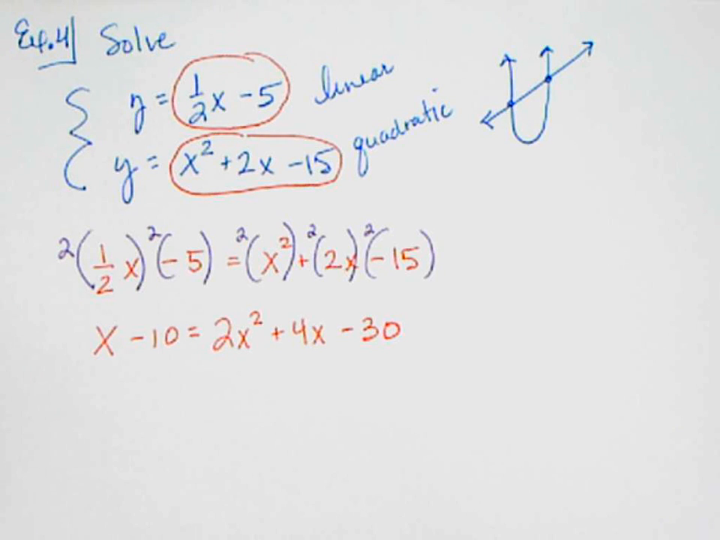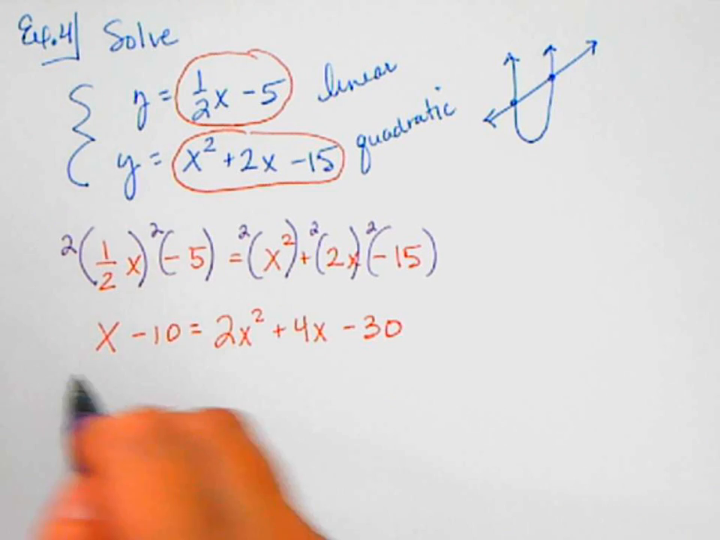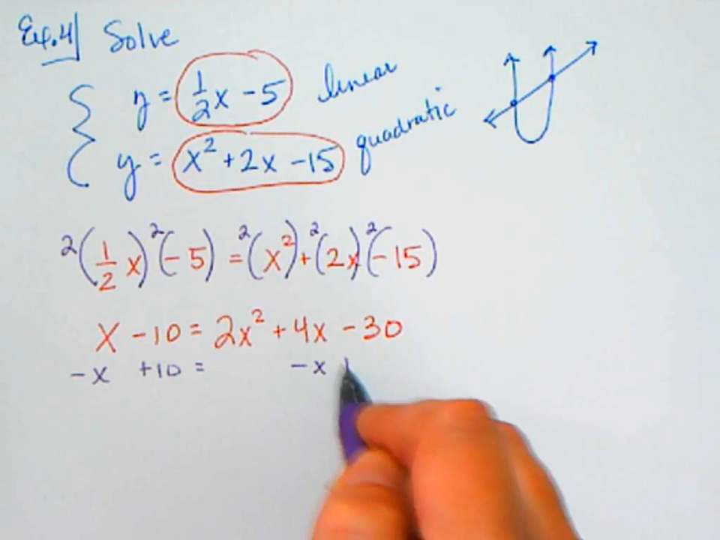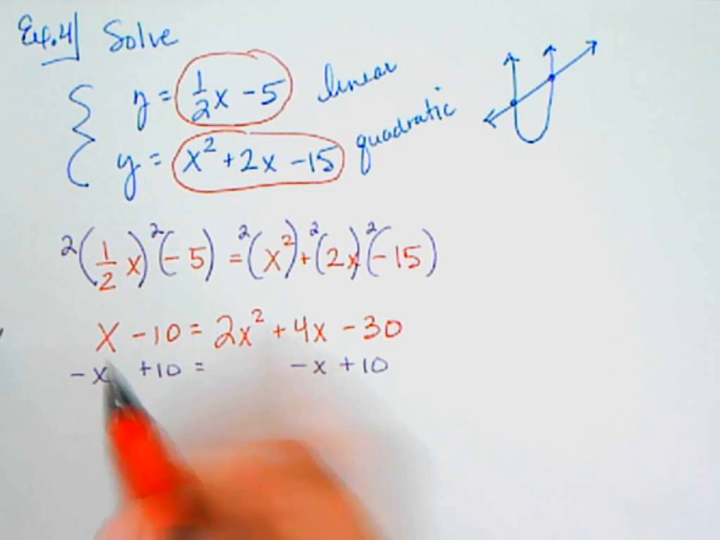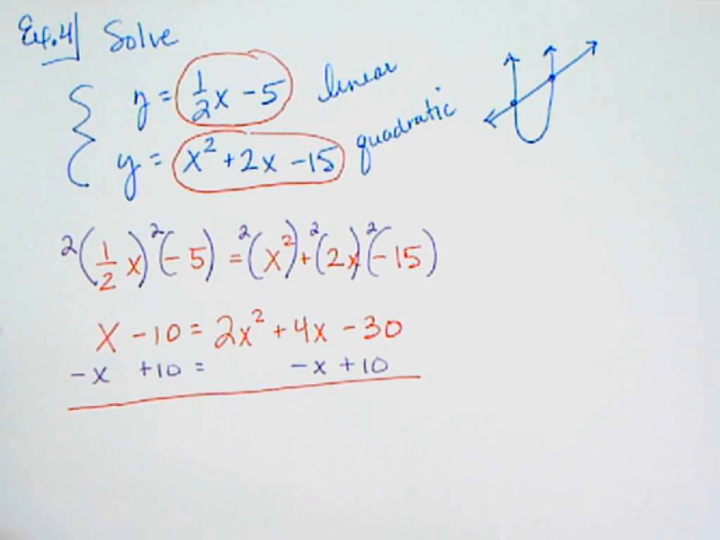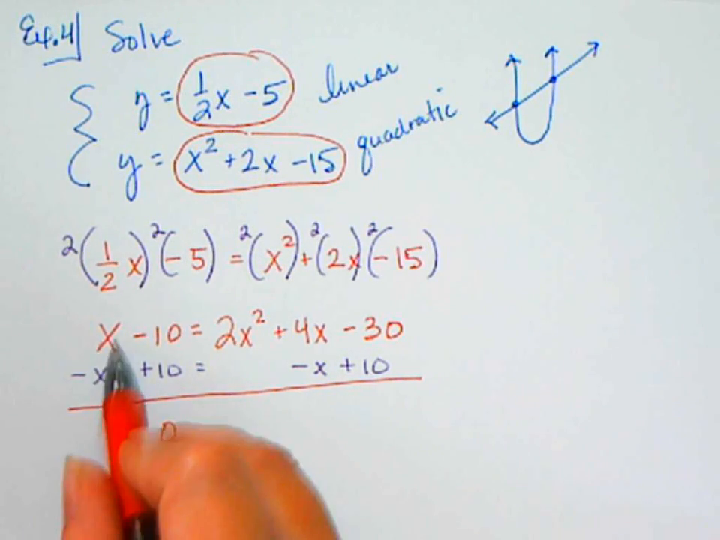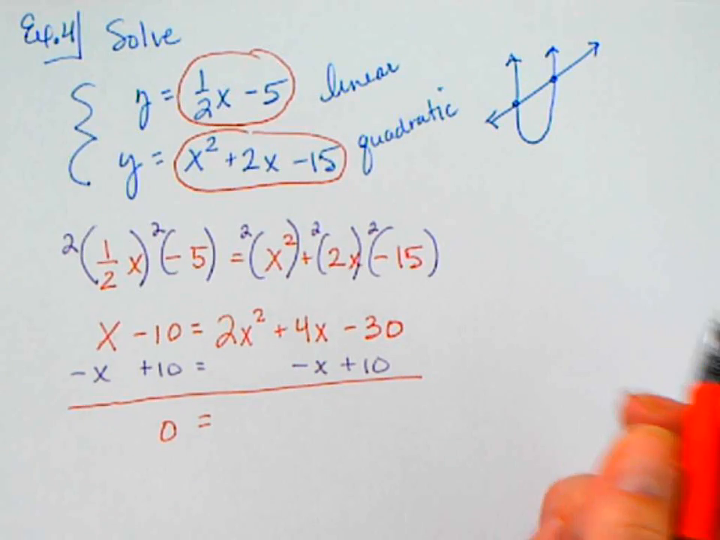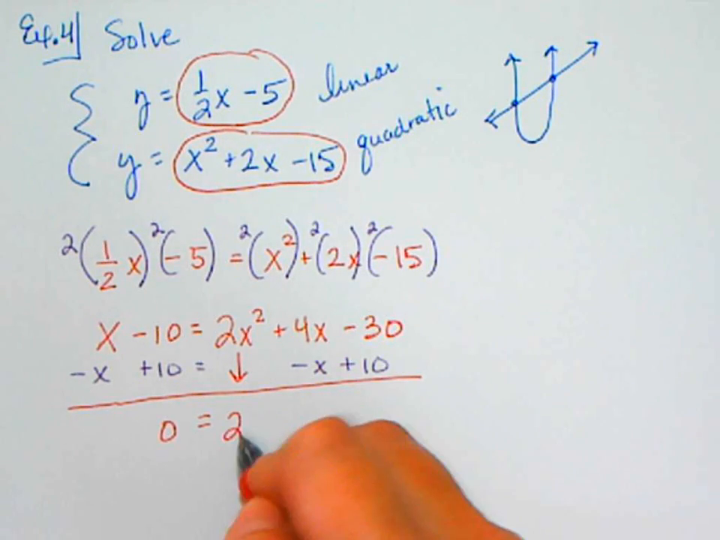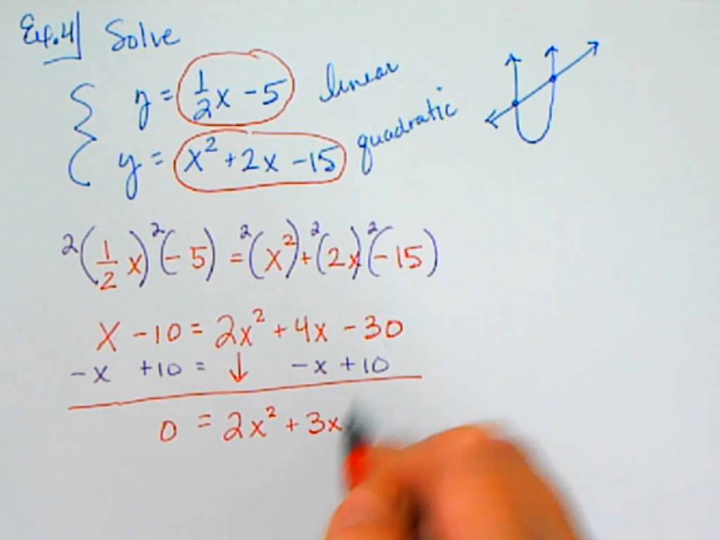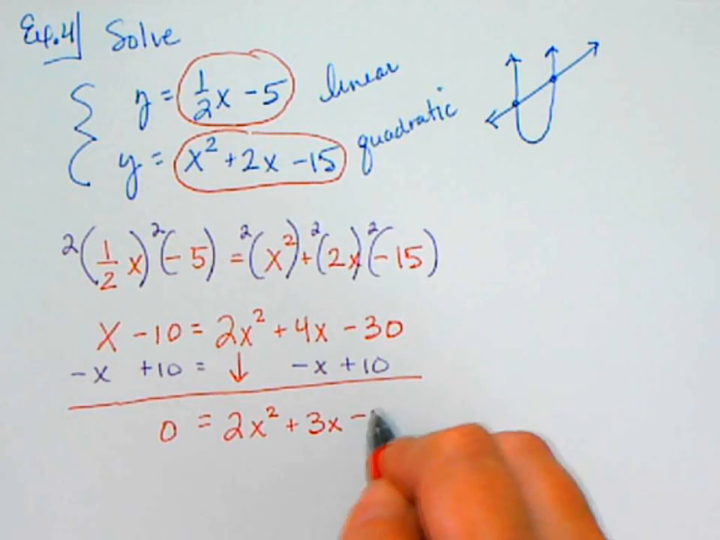So now I'll get it set equal to 0. I'll move that x over. And I'll move that 10 over to the right side. What's x minus x? 0. It's negative 10 plus 10. x minus that 4x? No, over here. So equals 2x squared. There's no like terms, so I'll just bring it down. Positive 4x minus 1x is positive 3x. Negative 30 plus 10 is negative 20.